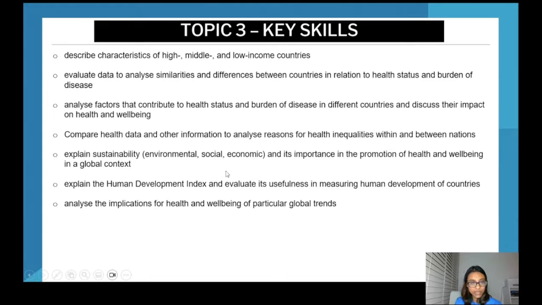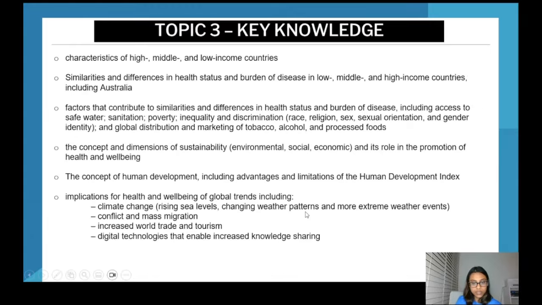So knowing what the limitations are and what limits the HDI from measuring human development the best it can. And then analyzing the implications of health and well-being of particular global trends, so the ones that we saw down here. So having examples and links and different things for each of those is going to be really important.